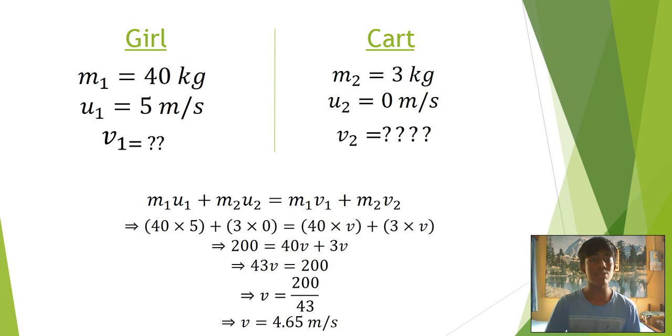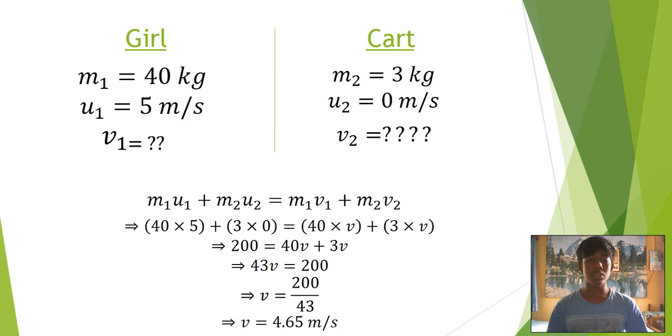I have made m1 is equal to 40 kg, u1 is equal to 5 meter per second, v1 is not given. V1 and v2 both are not given. In the cart, m2 is equal to 3 kg, u2 is equal to 0 meter per second, as the cart is at rest, and v2 is not given. In this case, we will consider v1 and v2 as a single variable v, because they have a combined velocity v.